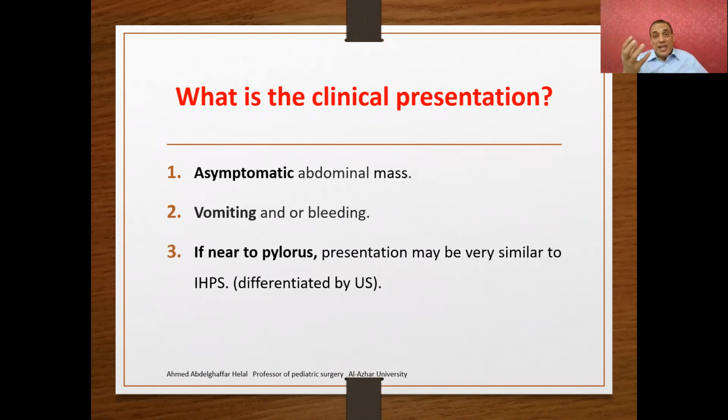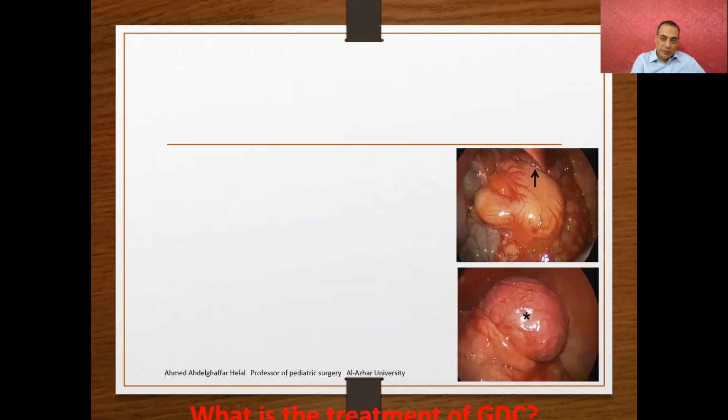If this duplication is near to the pylorus, it may compress the pylorus, giving the same presentation as infantile hypertrophic pyloric stenosis. However, differentiation by ultrasound will be straightforward, as we explained last lecture. Rarely present with perforation of the duplicated part. So these are the 4 main clinical presentations of the gastric duplication cyst or tubular structures.